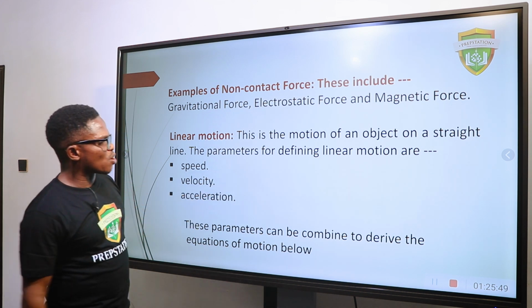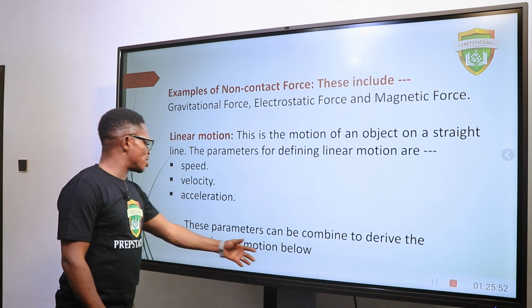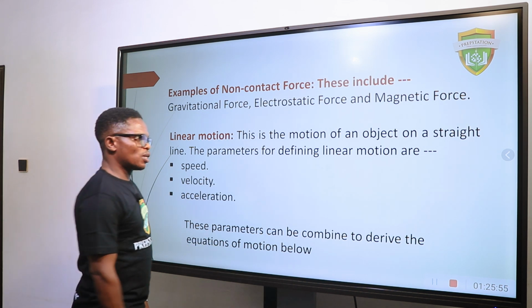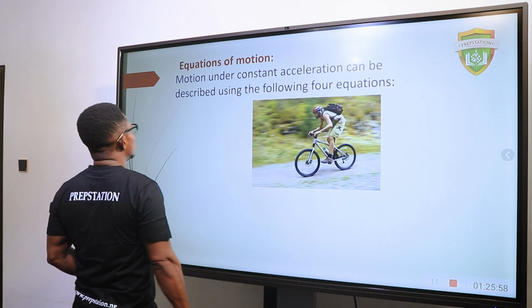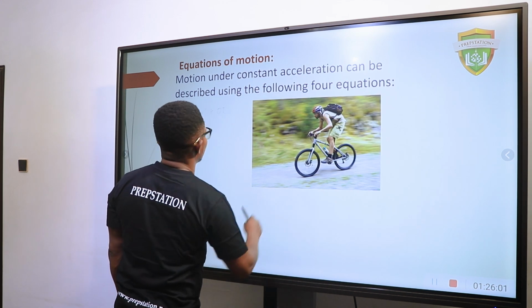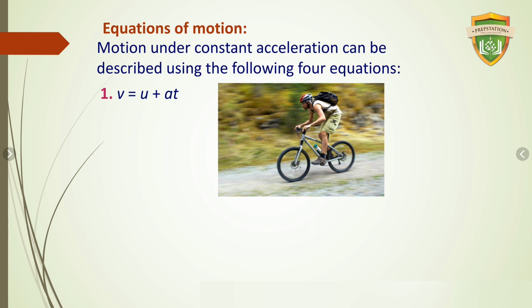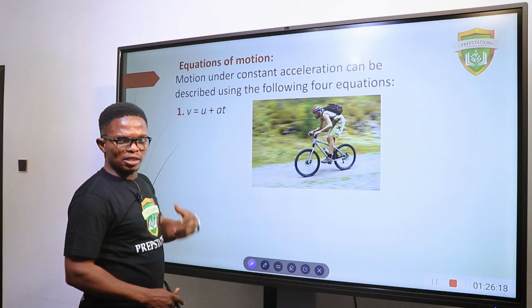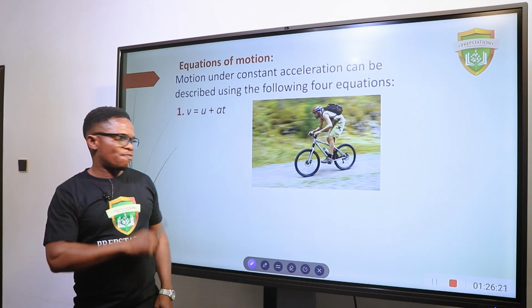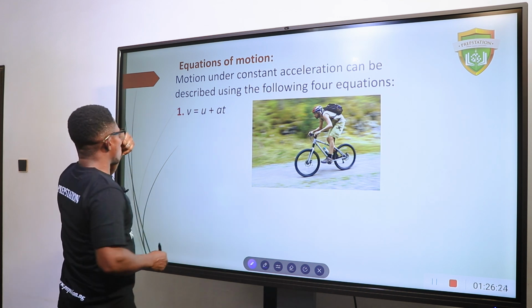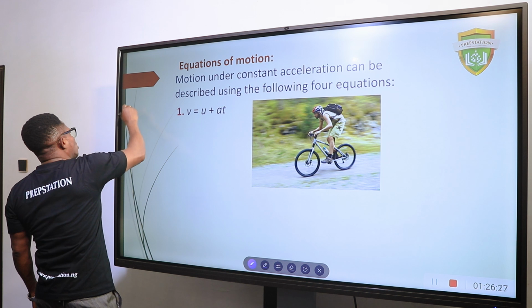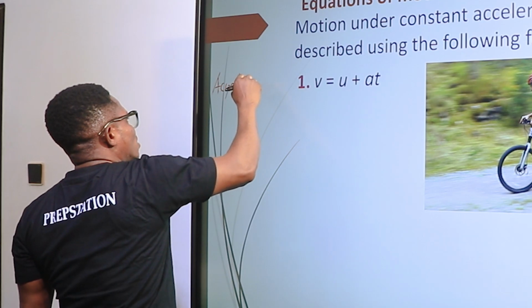Now, these parameters can be combined to derive the equations of motion below. So let's quickly look at the equations of motion. The four equations of motion. All right? Motion under constant acceleration can be described using the following four equations. Let me quickly show you how these equations are derived. I like doing this because sometimes the fear of students in studying physics is the fear of equation. So this is equation one, and this is actually derived from the definition of acceleration.